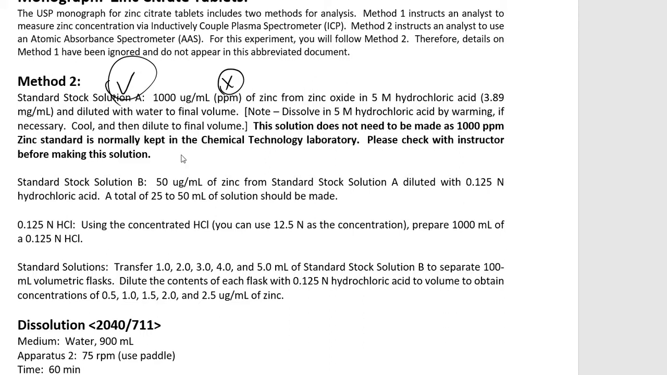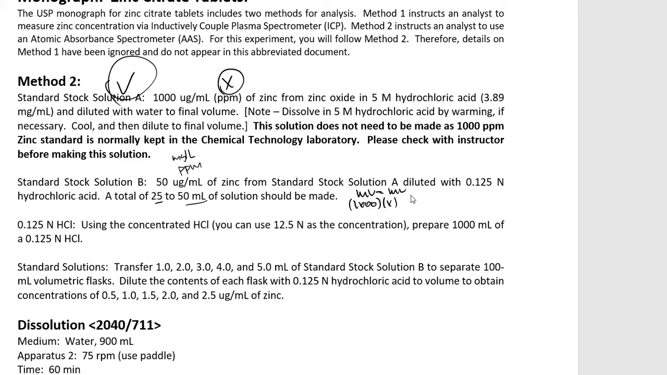So with that 1000 ppm, this standard stock solution B says make a 50 microgram per mL. This is also known as parts per million. I don't want you to get confused. It goes by either unit. Microgram per mL and ppm and milligram per liter. It's all the same. Okay. So 50 milligrams per liter of zinc from a standard stock solution A, diluted with 0.125 normal hydrochloric acid. So 25 or 50 mLs, again, that's up to you, whatever you want to make. Once more, that's an MV equals MV. I am using the 1000.